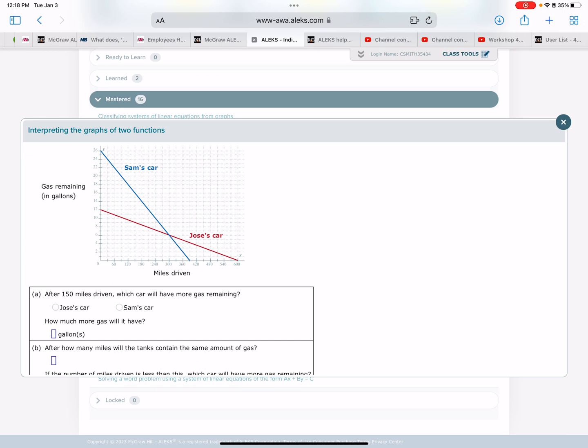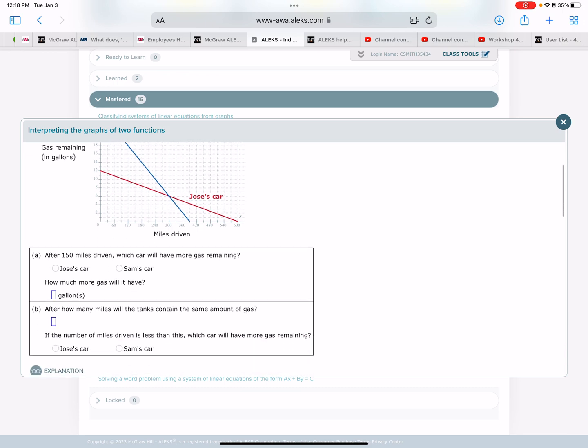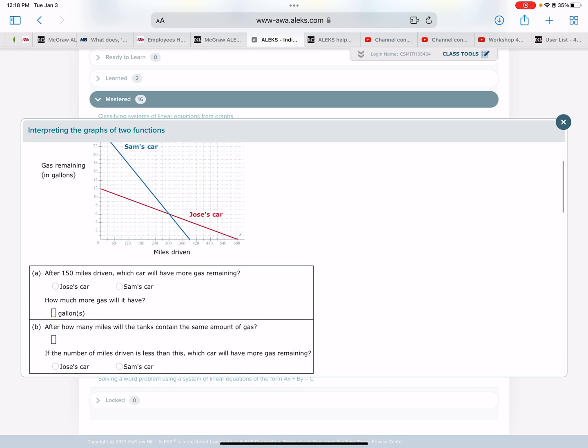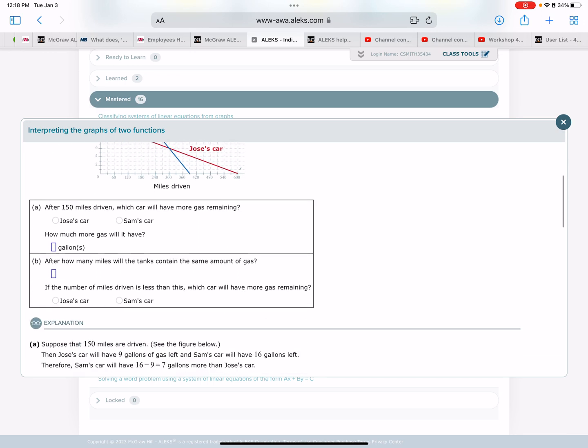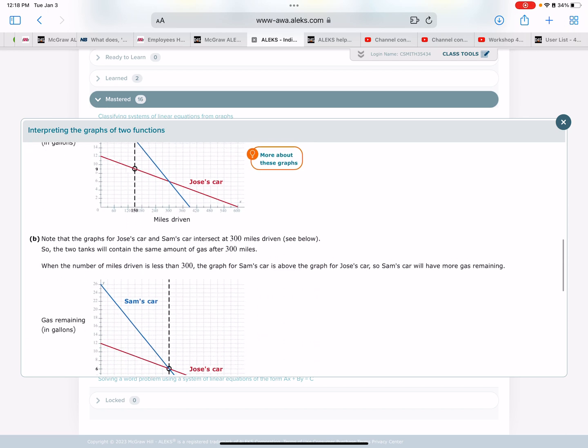After how many miles will the tanks contain the same amount of gas? Right there at the intersection point is (300, 7). So after 300 miles, the tanks will both have, oh, not 7, sorry, that's 6 gallons. And that's it.